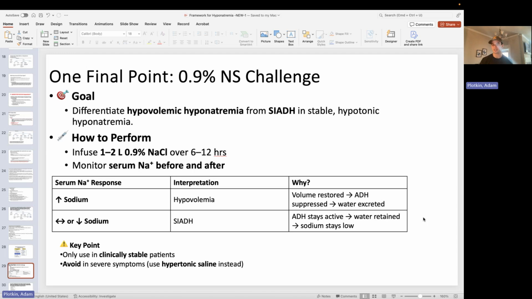How does this make sense? If we give them the fluid they were missing back, their intravascular fluid is restored, and that should decrease the production of ADH, right?